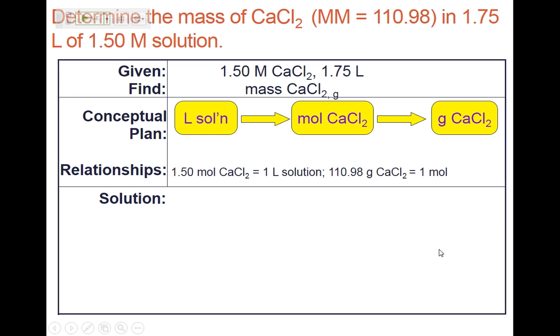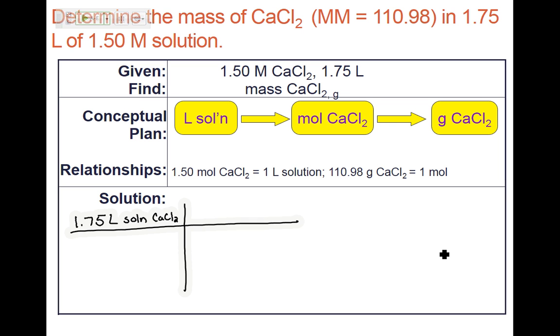My molarity is my relationship to moles of solute. That's just my concentration, so keep that in mind. Don't start with your 1.5 molar solution. You're not converting that. That is your conversion. That is your concentration. So my volume is 1.75 liters of solution. And of course it's a calcium chloride solution, because that's what we have.